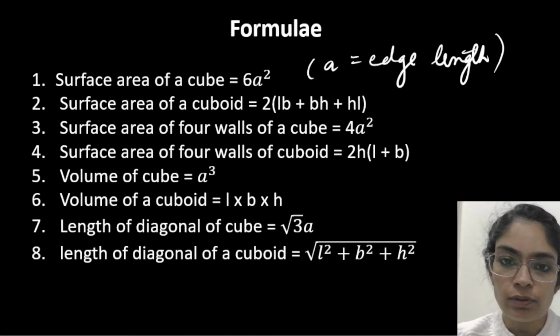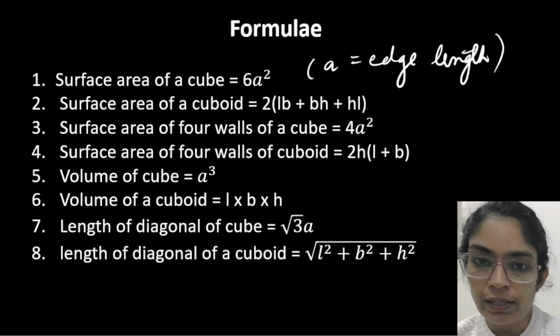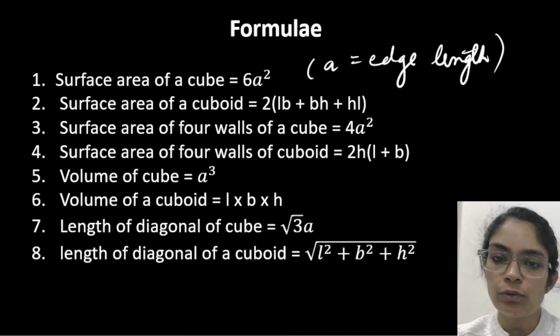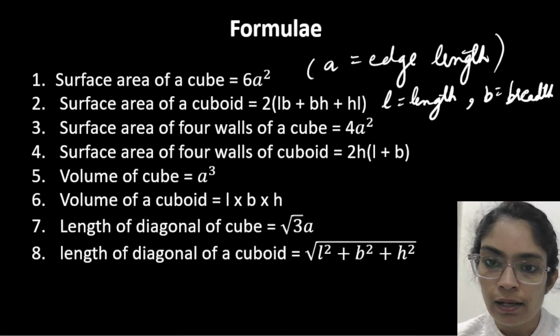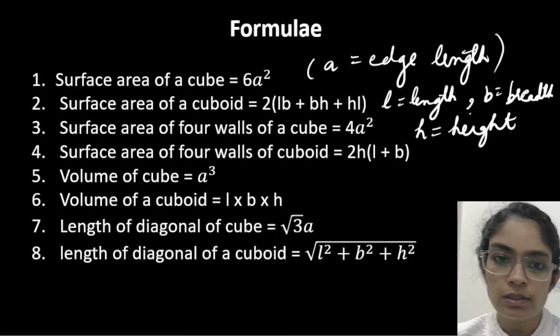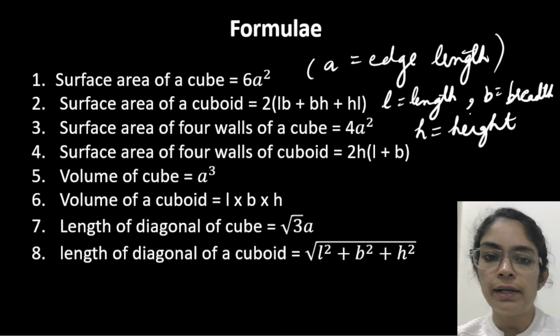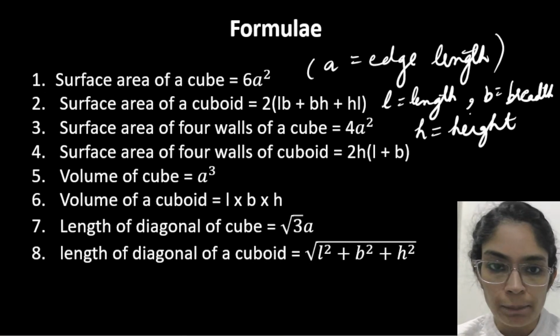Then the surface area of a cuboid. The surface area of a cuboid is 2 times L into B. See here, L is length, B is breadth and H is height. So this is the formula of the surface area of a cuboid: 2 into (L into B plus B into H plus H into L).